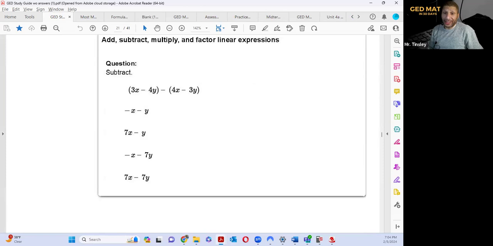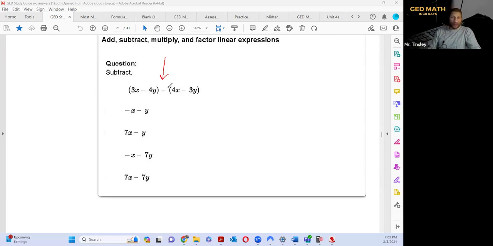Most people get this wrong. This has to be the easiest problem in the whole exam. If you go to most people's practice tests, it'll say add, subtract, multiply, and factor linear expressions. The reason why is, I'm telling you, for evaluating algebraic expressions, for subtracting or adding expressions, they're going to have a negative. They want to see if you know your signed numbers.